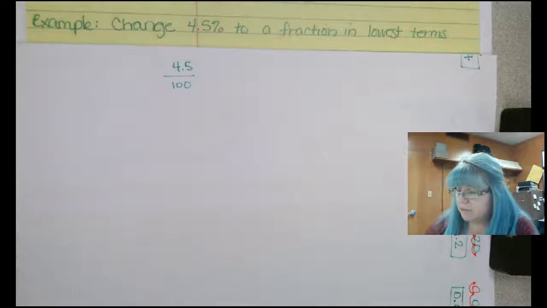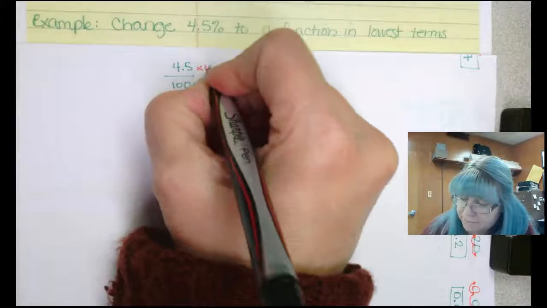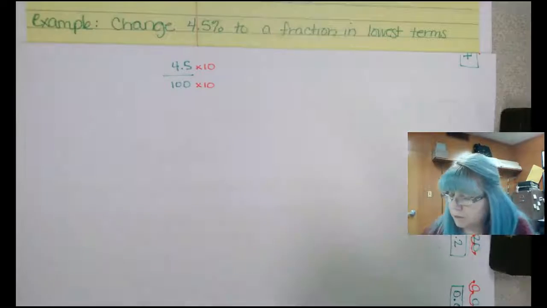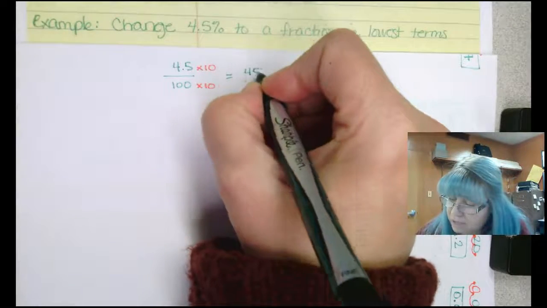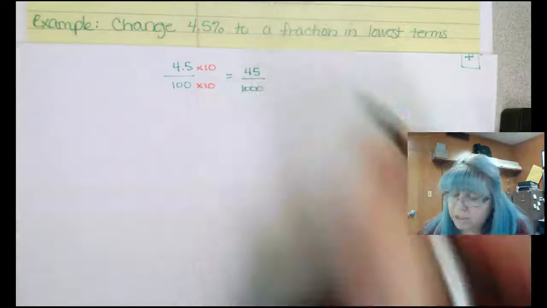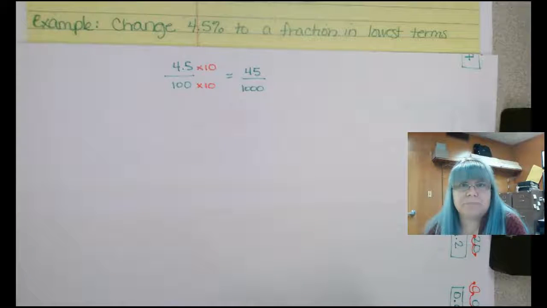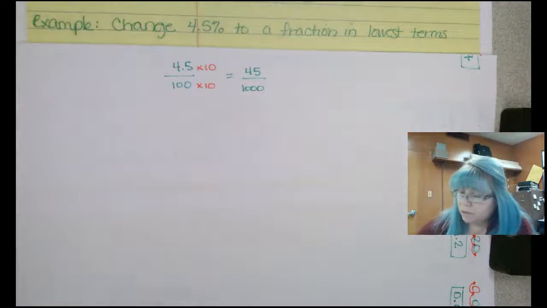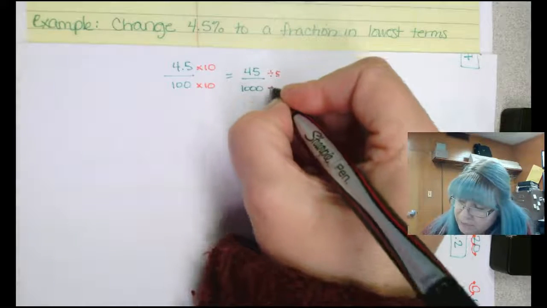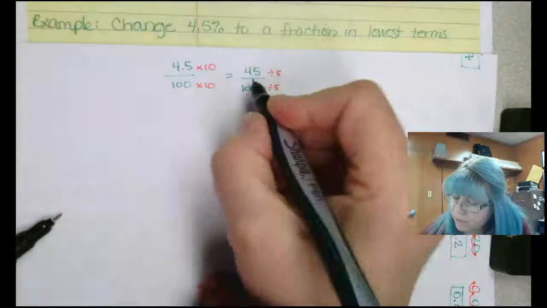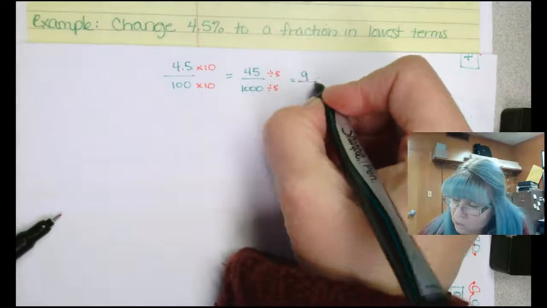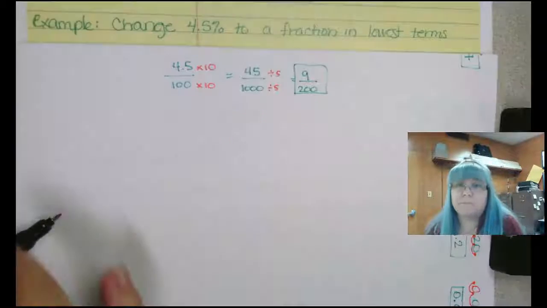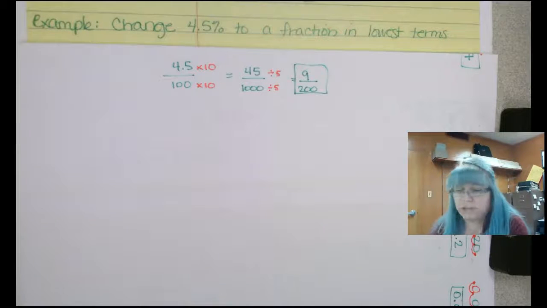And to do that, I'm going to multiply the top by 10. But what I do to the numerator, I must do to the denominator. This will give me 45, decimal is gone. 100 times 10 is 1,000. Now I need to change it to lowest terms. Well, I do know I can divide by 5 and divide by 5. That's 45 divided by 5 is 9. 1,000 divided by 5 is 200, and that is lowest form. 9 doesn't share anything in common with 200.